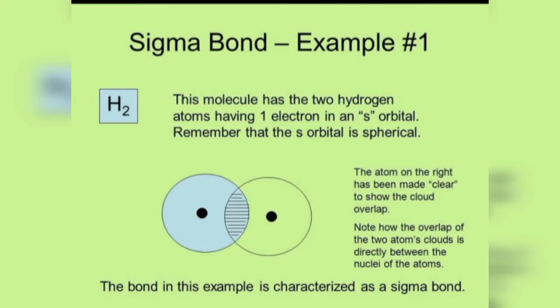As we have two hydrogen atoms, each having one electron in an s orbital. The s orbital has a spherical shape. This is an example of a sigma bond, as one electron from one hydrogen and one from the other. When these two overlap, there will be a formation of a sigma bond here. The overlap of the two atomic clouds is directly between the nuclei of the two atoms.